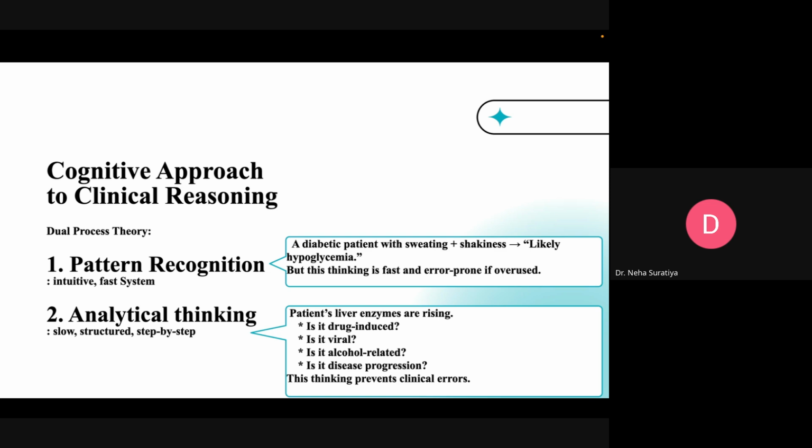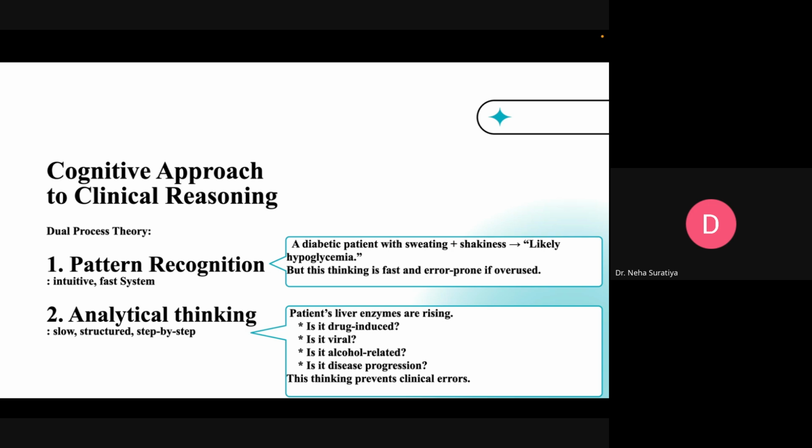How can you relate to these questions? Once you know the whole events of the patient's history, right? So this is called analytical thinking. Now this thinking prevents clinical errors. So basically a healthcare professional needs to know when to use which of these patterns, and how to balance both. That you need to understand.